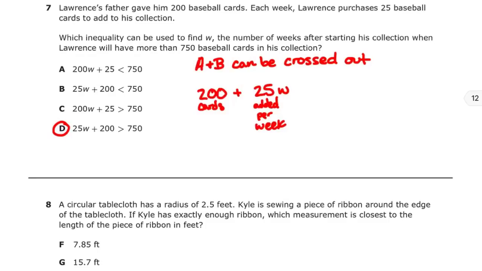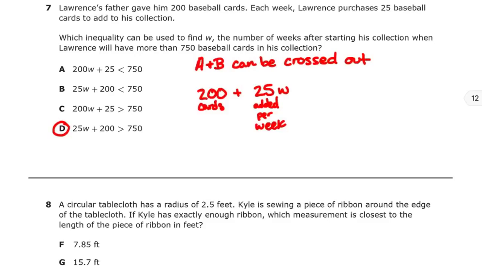And you just have to read the question and just make sure you're setting up the equation correctly. So we have 200 cards. We know he has that already initially. And then we know he's going to be doing 25 cards each week. The W stands for week. And so we just need to know how many weeks did he purchase 25 cards, and then we would add that to the 200 cards to get our final answer. And so our answer is D, which is basically the same thing I have. It's just flip-flopped in reverse. So it's the exact same thing, it's just reverse. D is our answer.